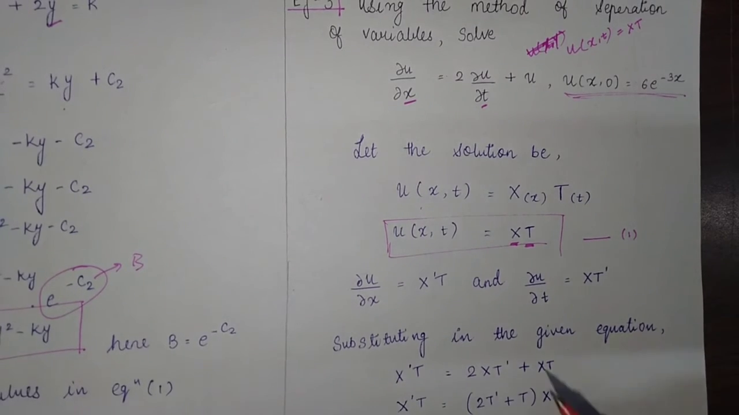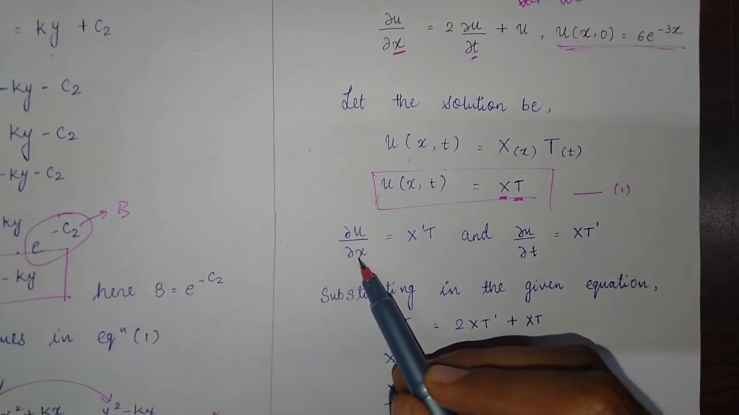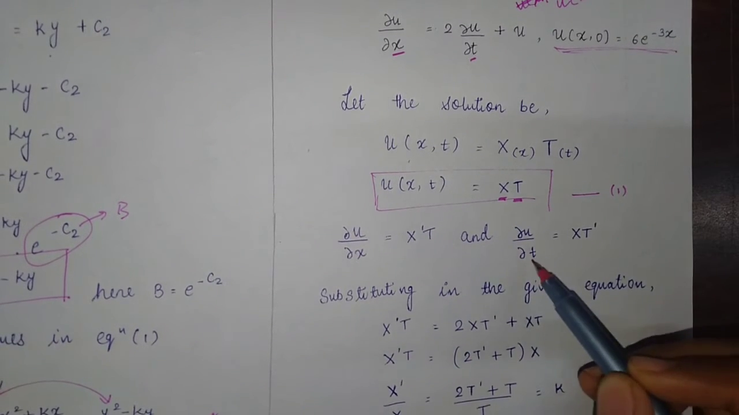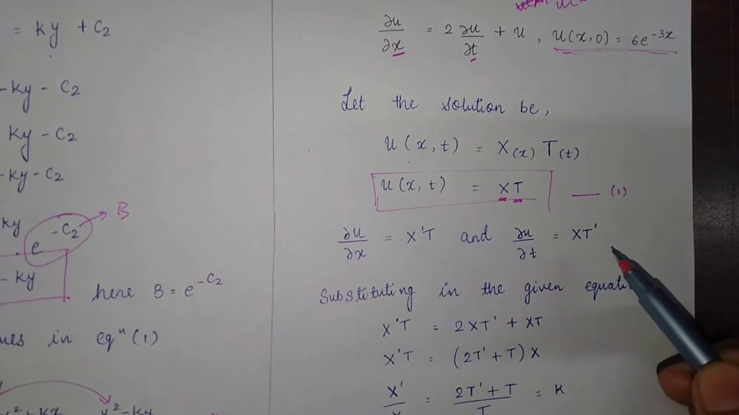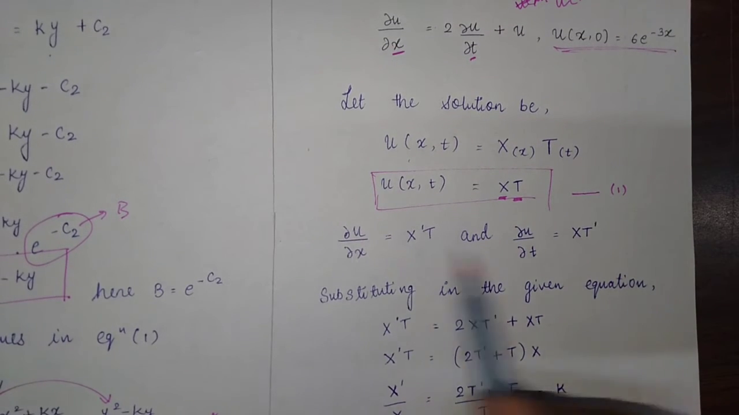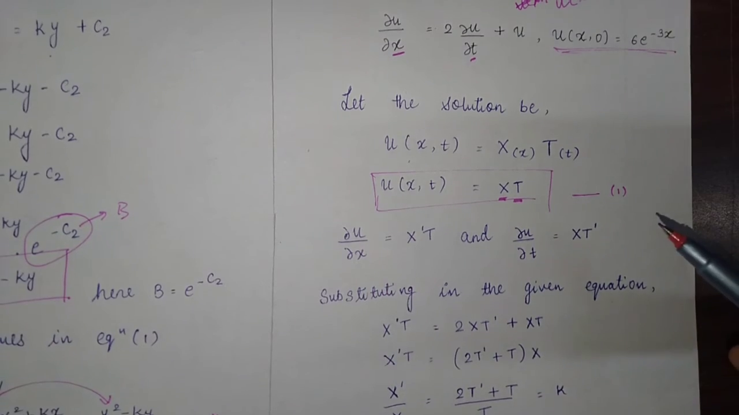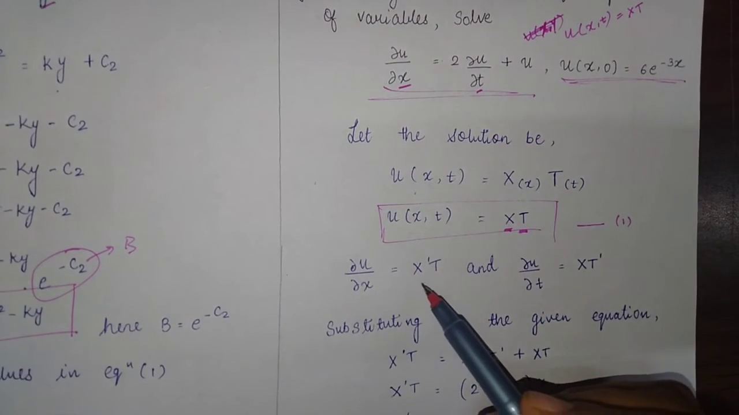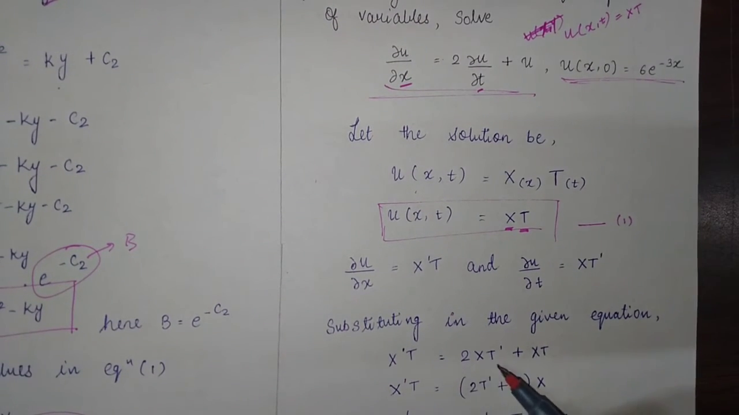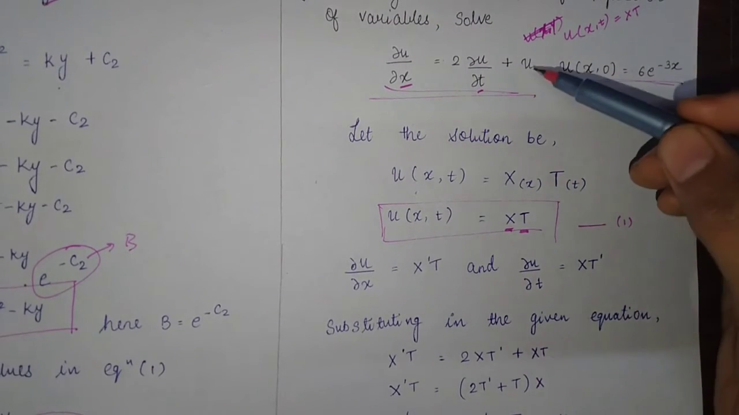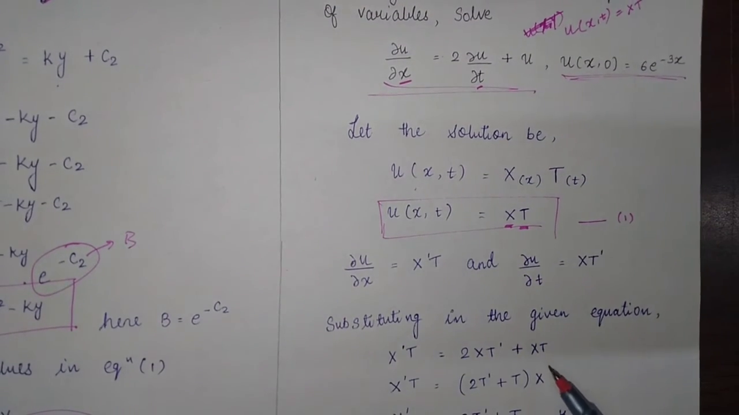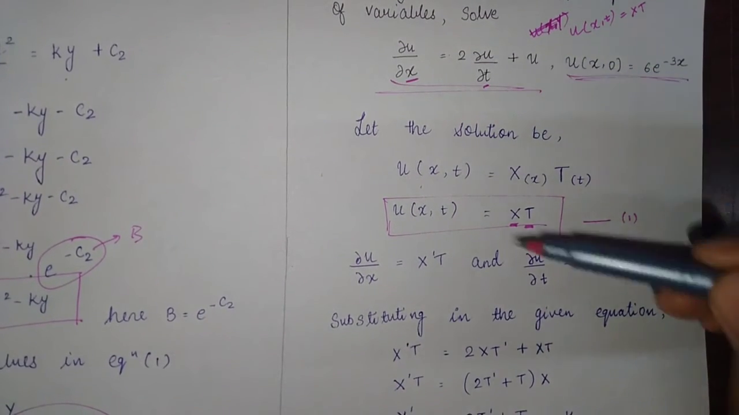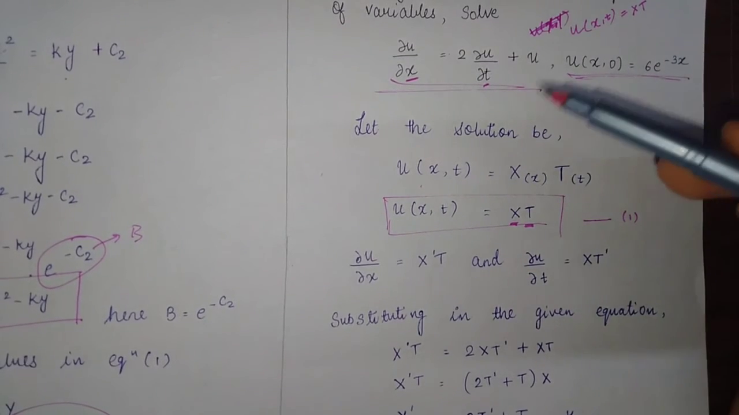So our first step will be, we will find del u by del x and del u by del t. So del u by del x will be x dash into t, and del u by del t will be x into t dash. Now we will substitute both the values in the given equation. So in place of del u by del x we will write x dash t equal to 2 into x t dash plus u. What is u? xt. We have put the values of del u by del x, del u by del t and u in the main equation given.